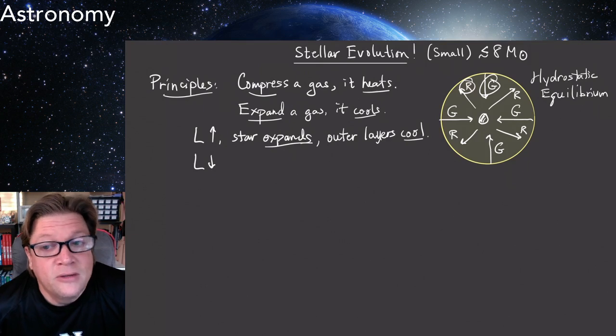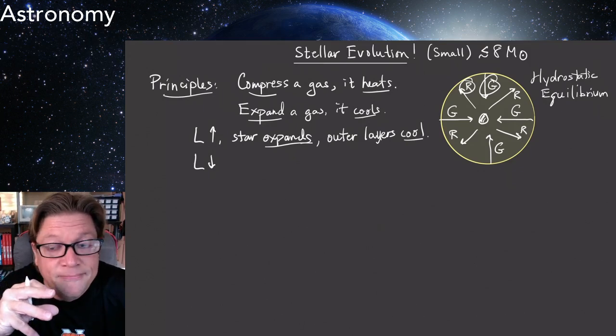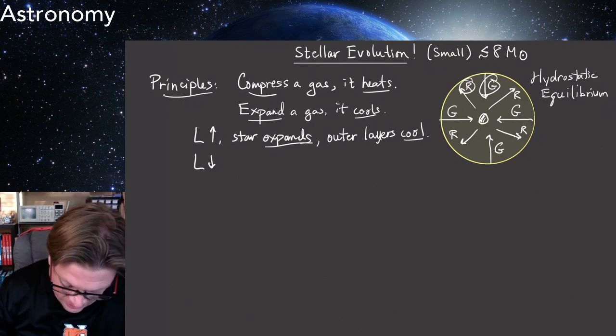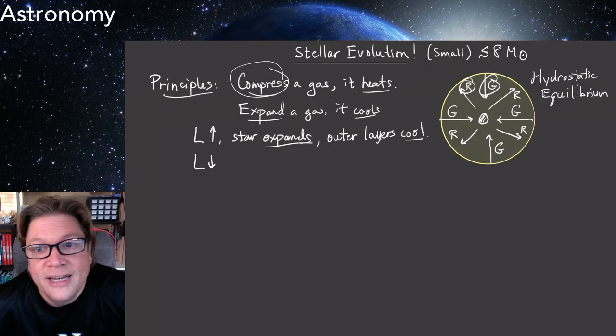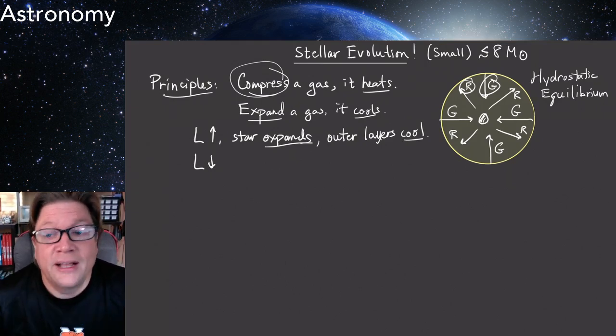What happens if, for whatever reason, the luminosity goes down? What happens if in the core you're not making energy as much as you used to? Well, the radiation pressure goes down and gravity wins. And so the star starts to contract. What happens when the star contracts? When you contract, you're compressing a gas, and so it heats back up again. And so the reactions come back up in the core.